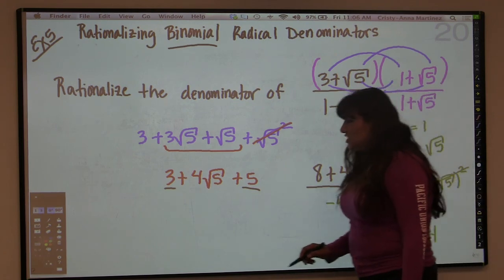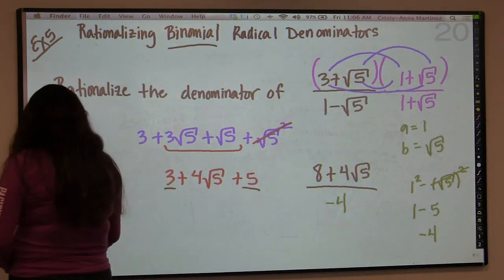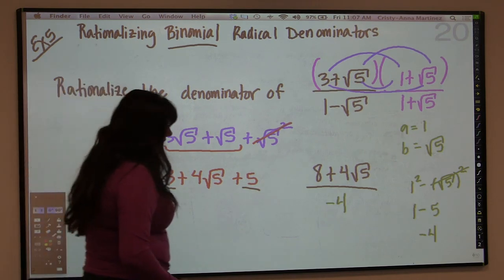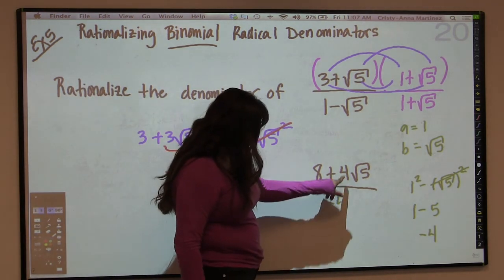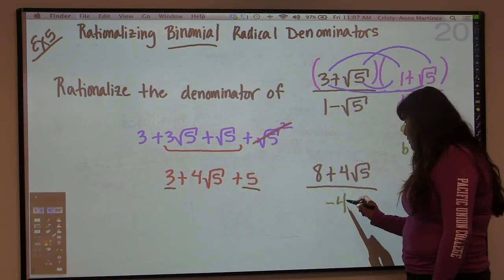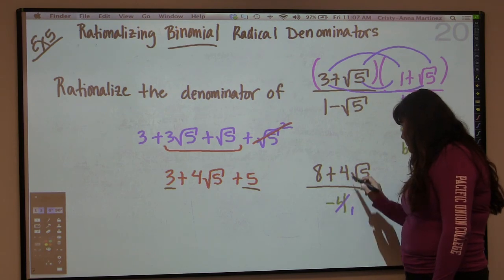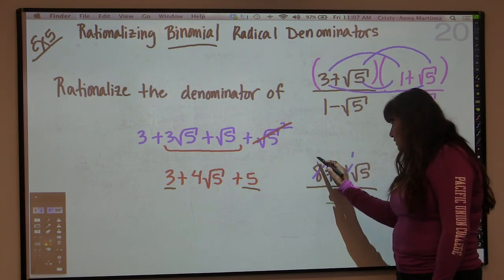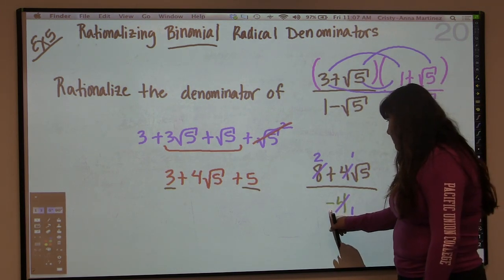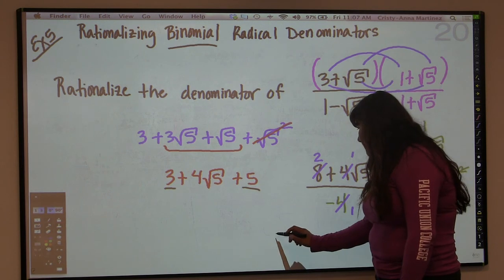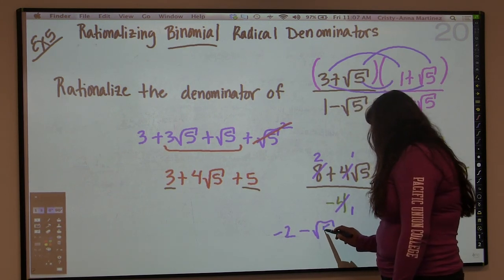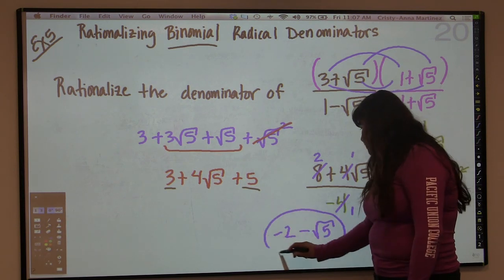And my last step is just going to be to make sure that everything is reduced if possible. What I mean by that is that you have now here 8 and 4 have something in common, and 4 and 4 have something in common. So in that case, I know that 4 goes into 4 once, goes into 4 once, goes into 8 twice. Okay? And there's a negative here. So I'm going to put the negative on the top part. So I'm going to have negative 2 minus root 5 as my final answer.